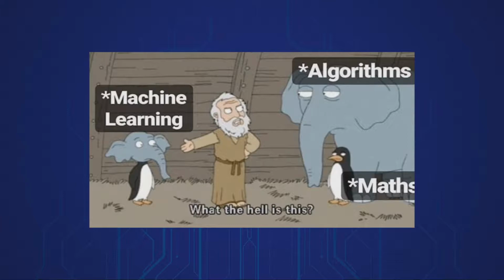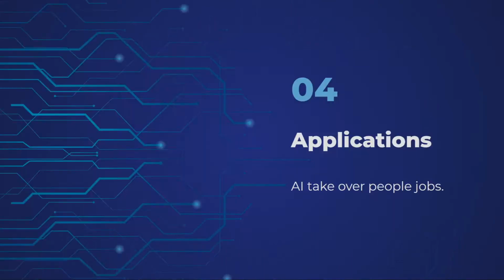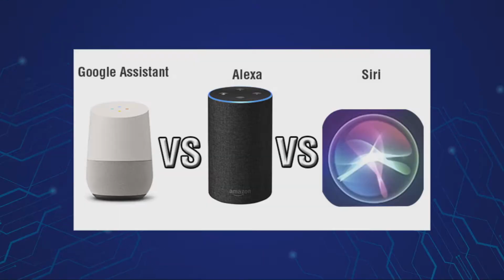Next, we want to talk about applications of AI. Can AI take over people's jobs? Let's see. These three AIs work similarly. Google Assistant can respond to the user's sound to do the task correctly. But how do we do that? We just let the program learn how to recognize the sound first, and then we teach them what to do when they recognize the sound. And that's an AI.